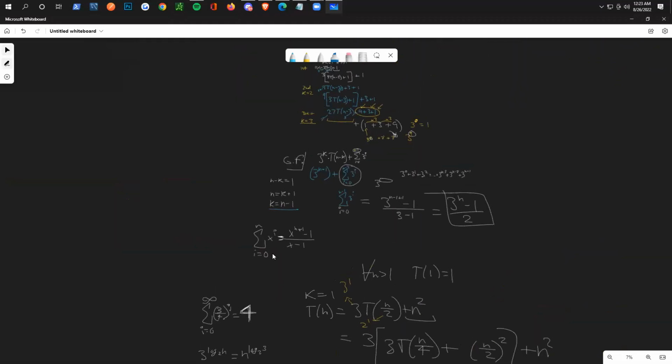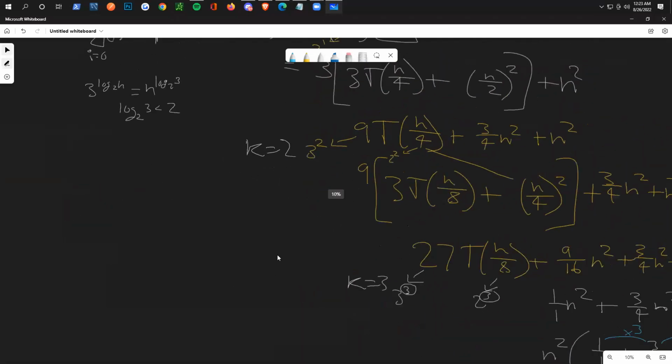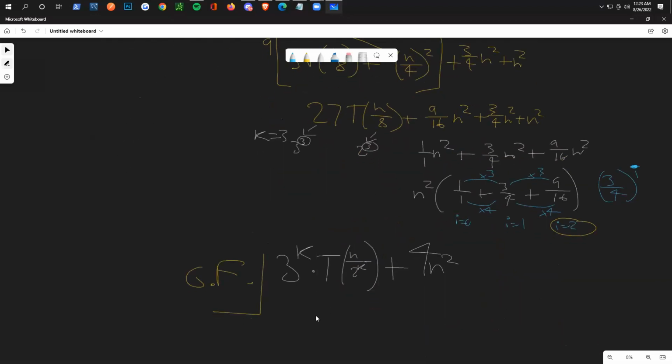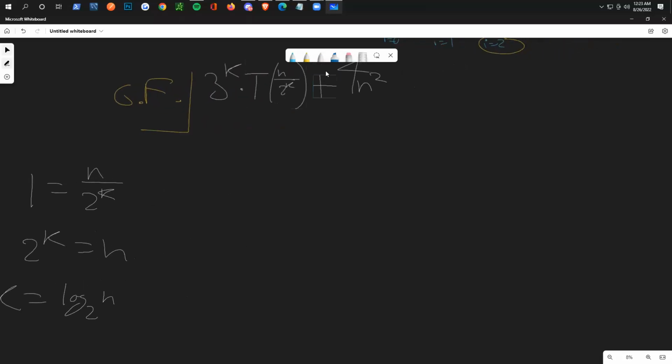What's our base case? Our base case was t of 1 equals 1. So we're going to set t of 1 equal to what's inside of here, which is 1 equals n over 2 to the k. That means we have 2 to the k equals n. Then we just write it in terms of k equals log base 2 of n. And now let's plug away.